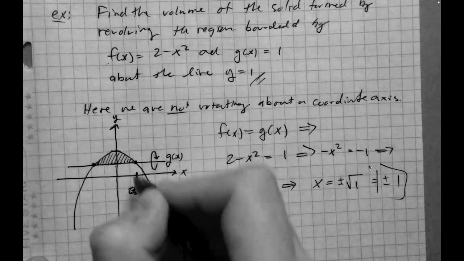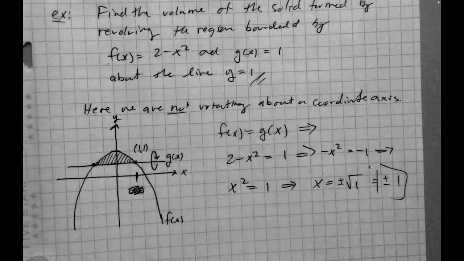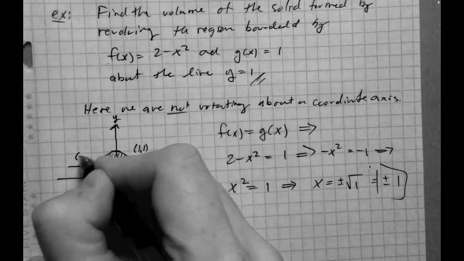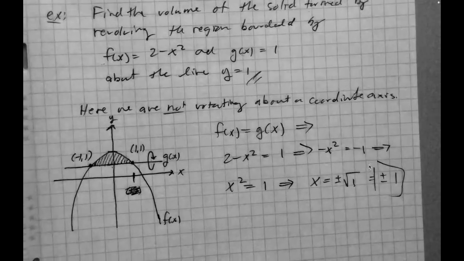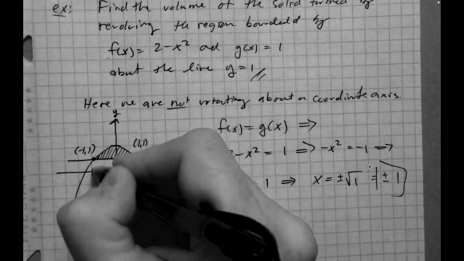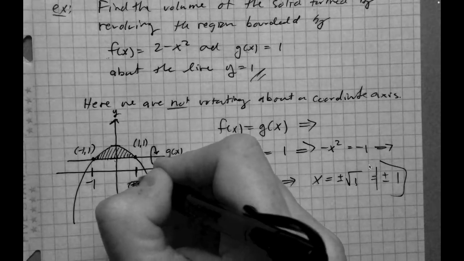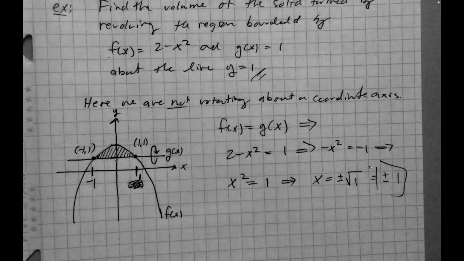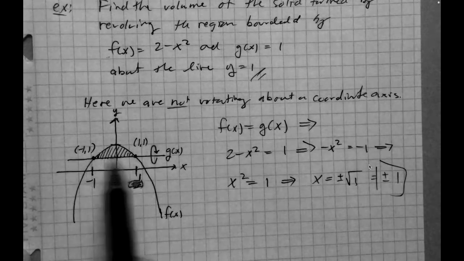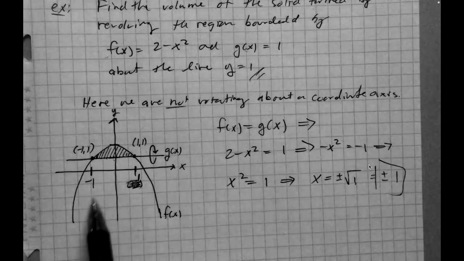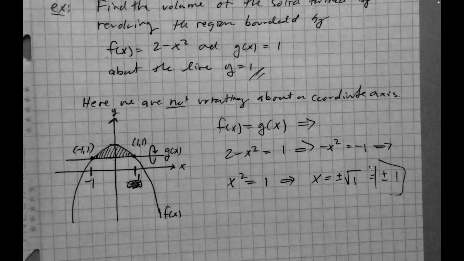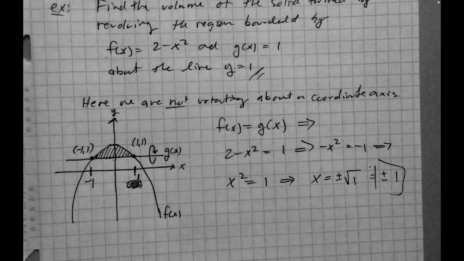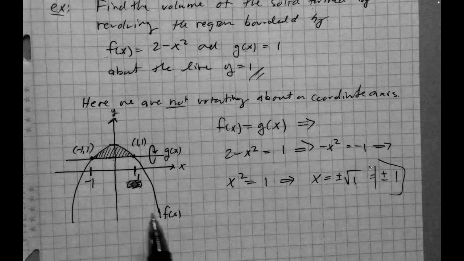Right, so this must be 1, 1, that point up there, and this would be negative 1, 1. So this must be negative 1 on the x-axis, and this would be positive 1 on the y-axis. Okay, perfect. So that means our a and b, our integral, is going to go from negative 1 up to positive 1. Okay, now what about the radius here?